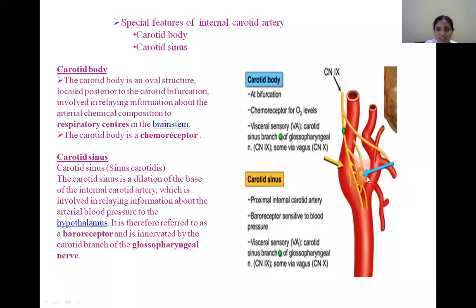So they act as chemoreceptors, where they can recognize any change in the pH levels or oxygen level. So immediately, reflexly what happens? They will stimulate the respiratory centers in the brainstem. So thereby they maintain the blood flow and the respiratory rate. So these are the two special features we can see at the level of the bifurcation of the common carotid artery.